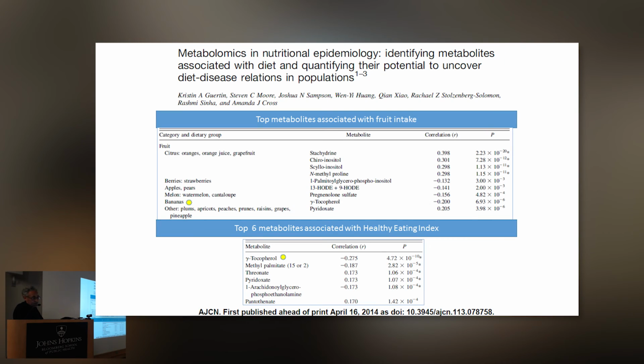So there's a nice study here on the metabolomics of nutritional epidemiology, identifying markers for intake of different foods. For example, in the case of bananas, there's a negative association here with gamma tocopherol. So bananas tend to reduce the level of gamma tocopherol, and gamma tocopherol was associated with increased risk for type 2 diabetes in the very first slide I showed at the very beginning. And gamma tocopherol is also negatively correlated with the healthy eating index, as indicated here.